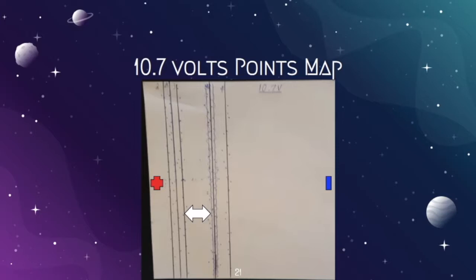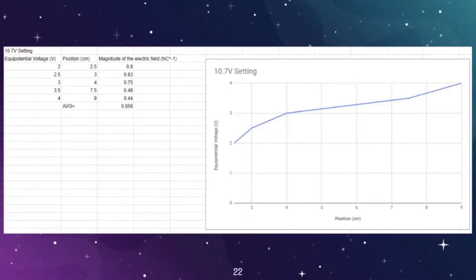This is 10.7 volts. Now as you can see with the white arrow, there is a large space in the middle of the map. So you would expect a different graph that would not be linear. When you see this, the shape is not linear at all, which means there was an error in our experiment.